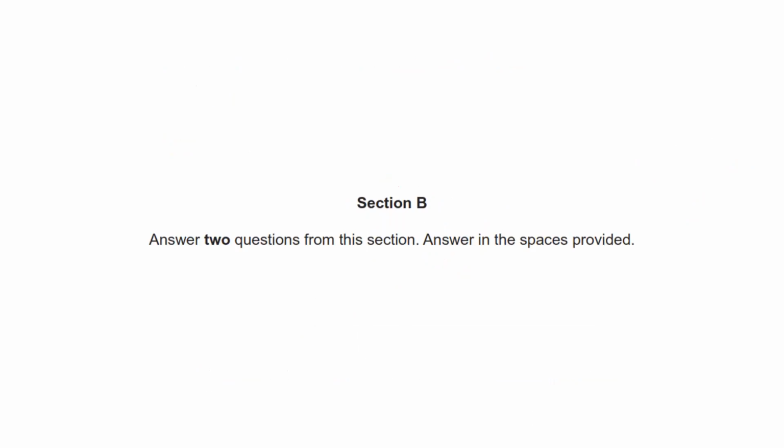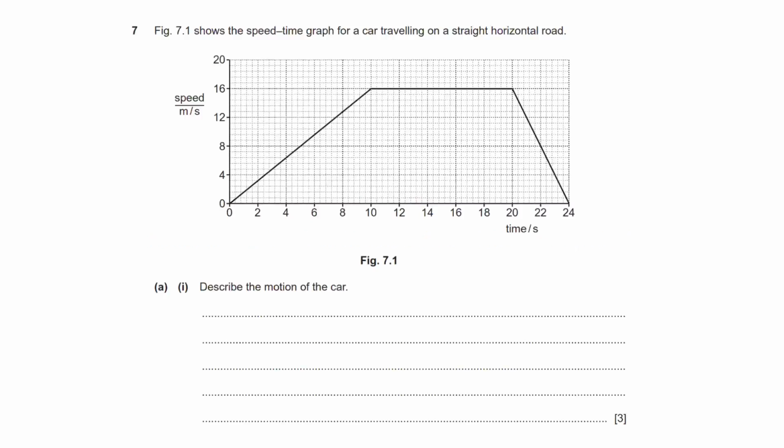So now moving ahead, in section B, it says we have to answer 2 questions from this section, but I'm not that lucky, so I will be answering all the questions for you. So let's start with it. Question number 7 says the figure shows a speed time graph of a car traveling on a straight horizontal road. Describe the motion of the car.